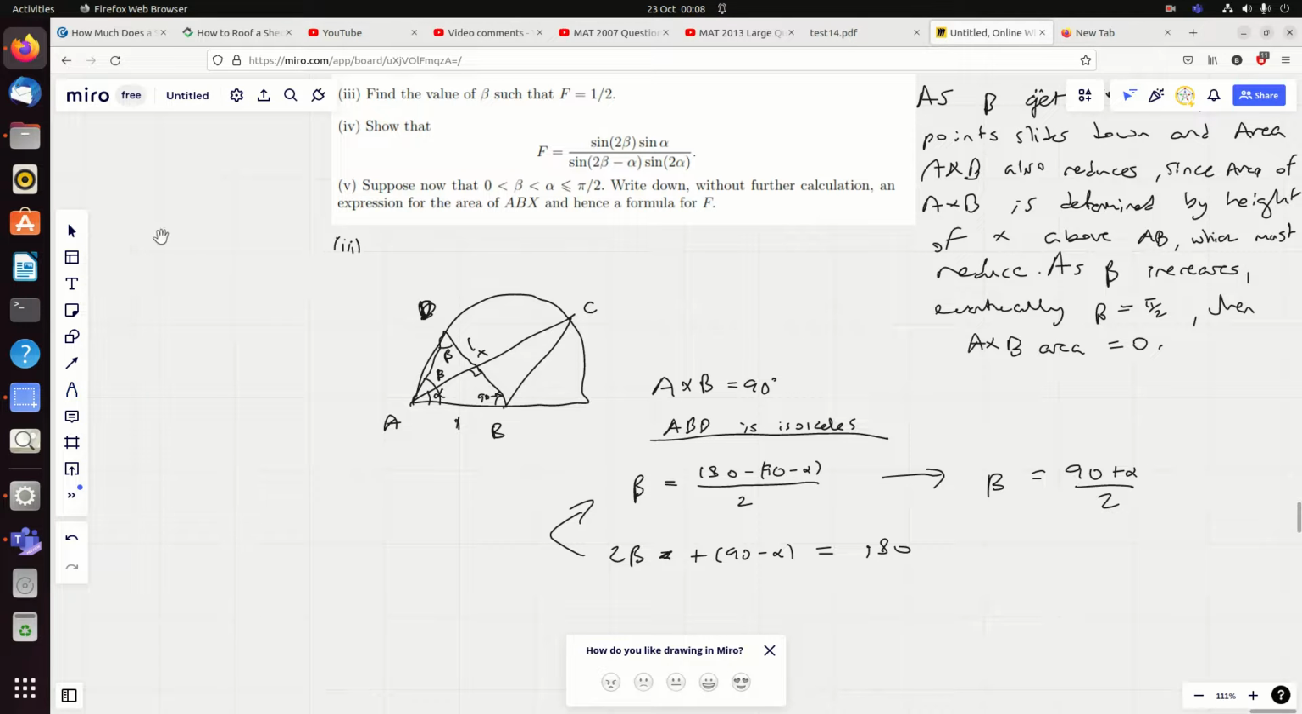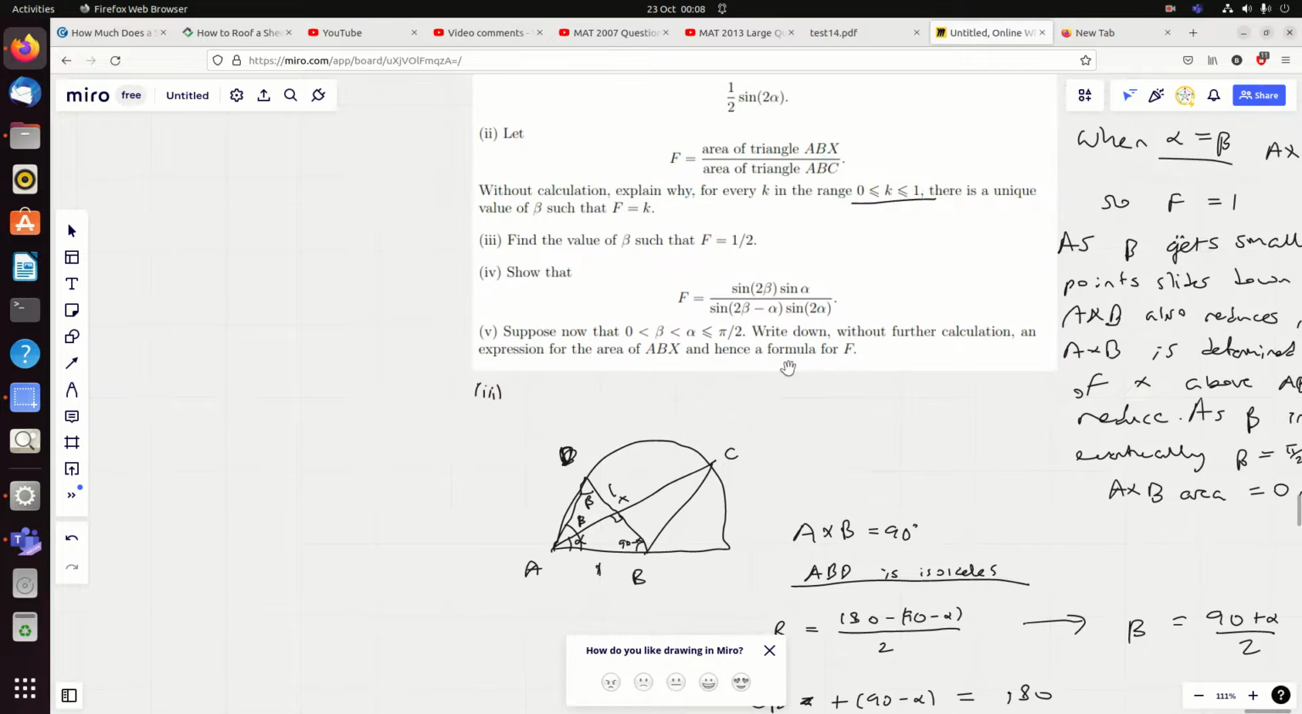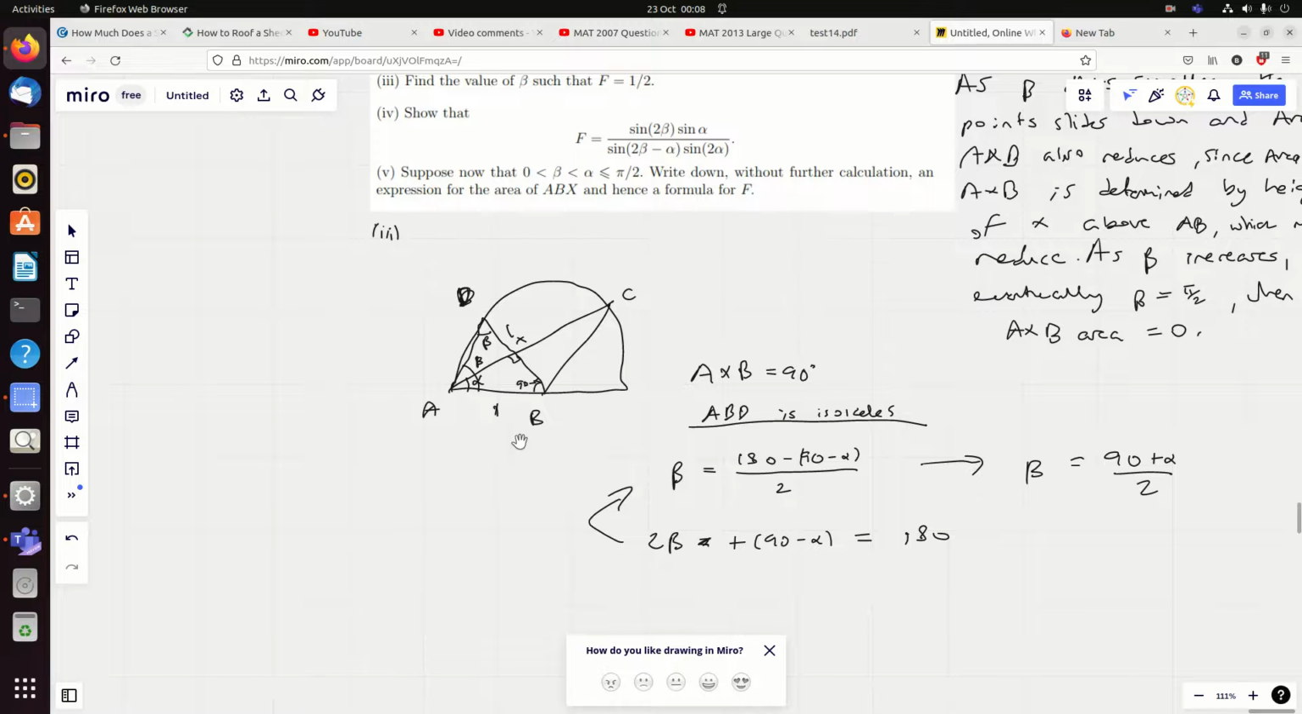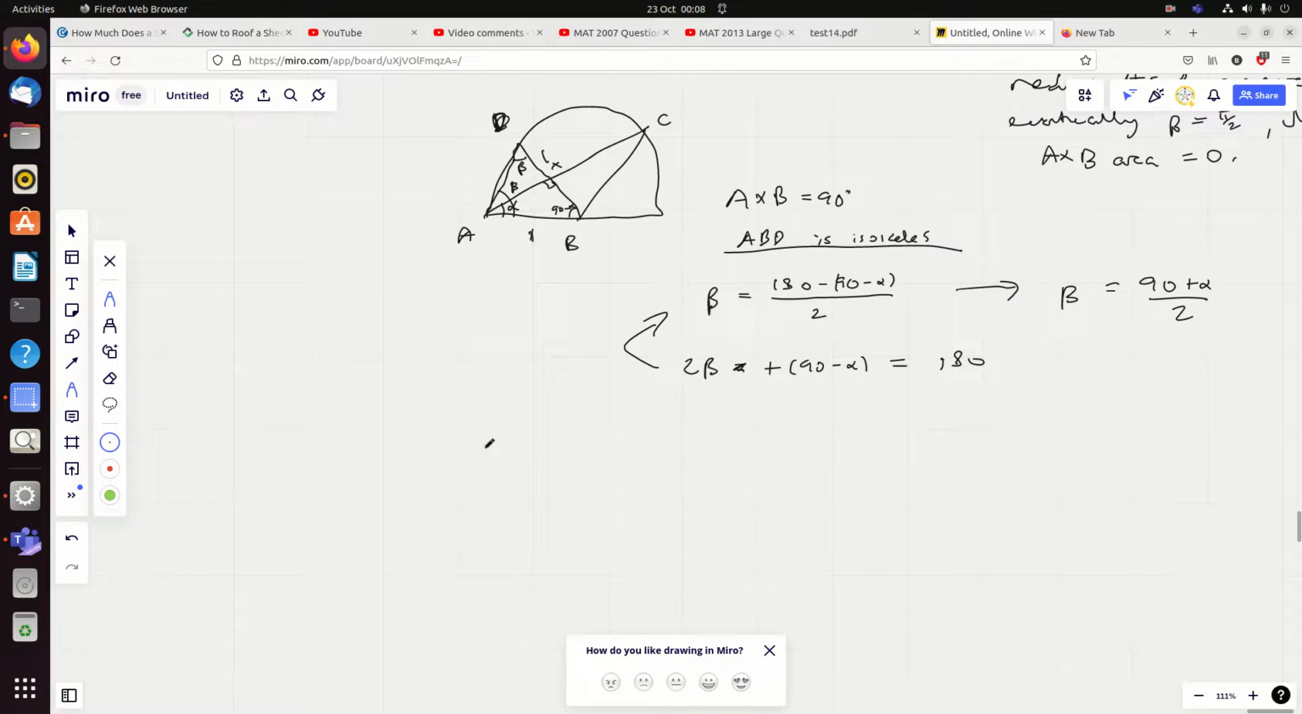Okay, that's part 3. Part 4, I quite like this actually, this bit. I really didn't mind this at all. And part 5 wasn't too bad either. I quite like this as a question.